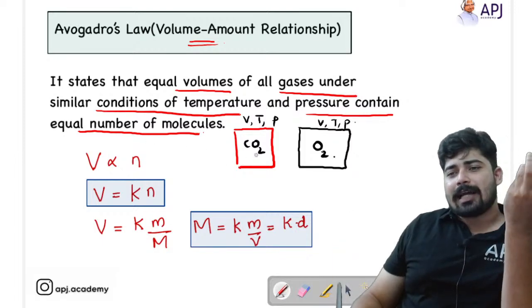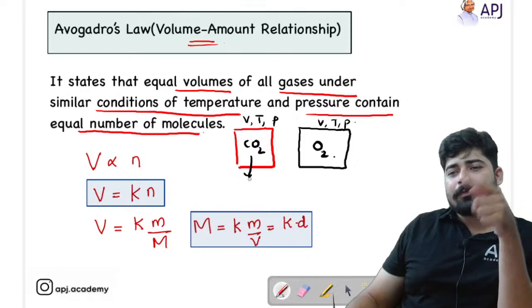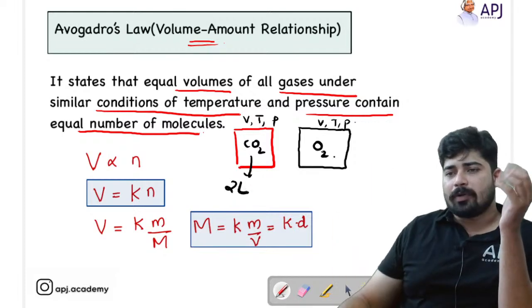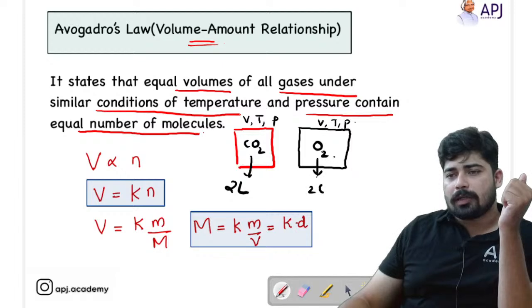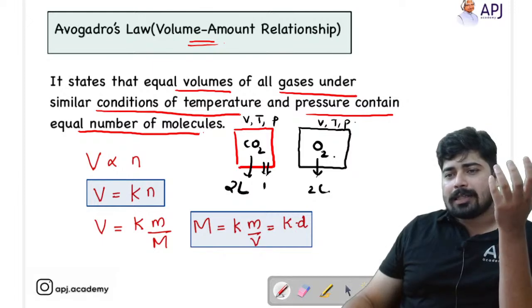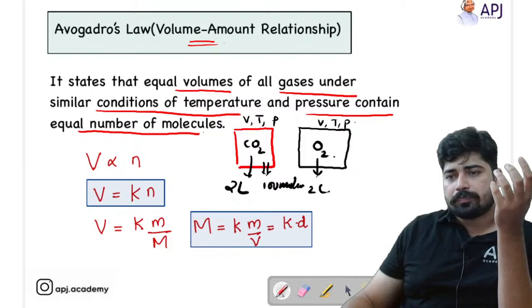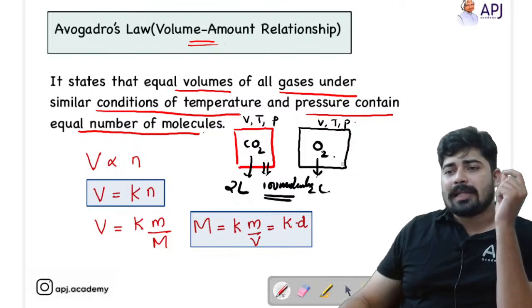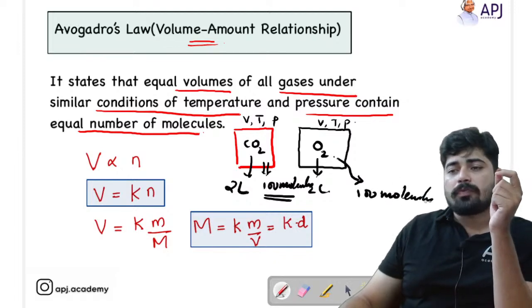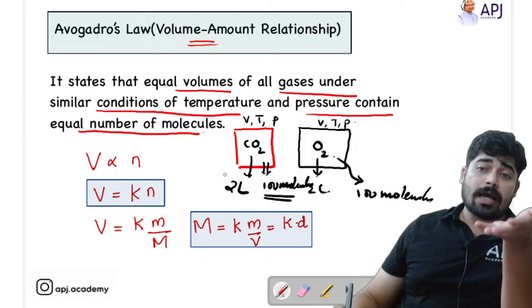That means, say this room has a volume of 2 liters and the other room also has a volume of 2 liters, and in these temperature and pressure conditions the carbon dioxide contains, say, 100 molecules. Without measuring the number of moles of O2, I can blindly say this room will also contain 100 molecules of oxygen. How? That is what Avogadro says.